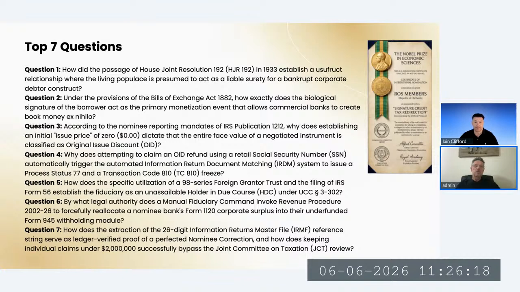Okay, so question number 2 is, under the provisions of the Bills of Exchange Act 1882, how exactly does the biological signature of the borrower act as the primary monetization event that allows commercial banks to create this book ex nihilo? Well, if you look into the Bills of Exchange Act, there's two parties. There's the maker of the instrument, that's the issuer of the instrument, and that is through signature. And then there is the recipient of the instrument. So you've got the payor and the payee, and you basically got to have those two.